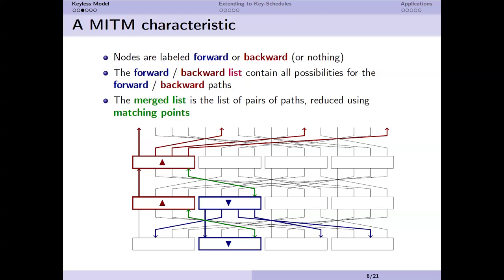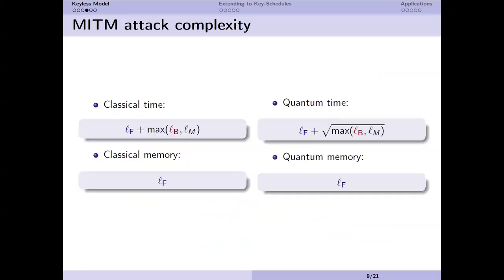So if you consider this, for example, this is a basic example where I have put two nodes in my backward list and two nodes in my forward list, and I still have edges between them, which are going to reduce the number of possibilities for the matching pairs. The attack complexity entirely depends only on the sizes of the forward, backward, and merge lists.